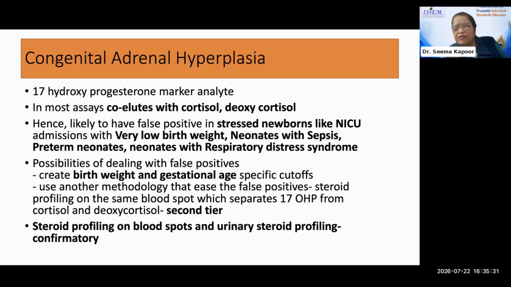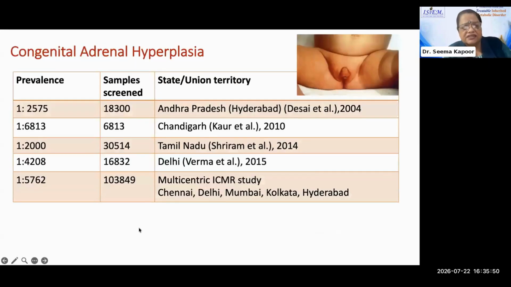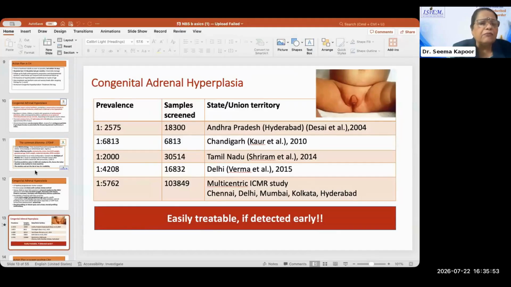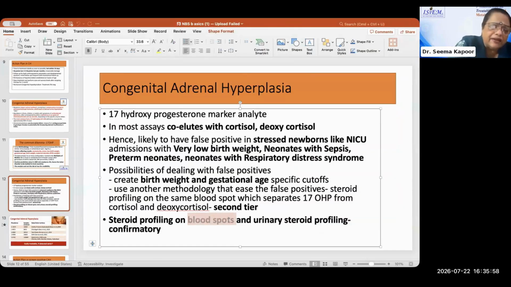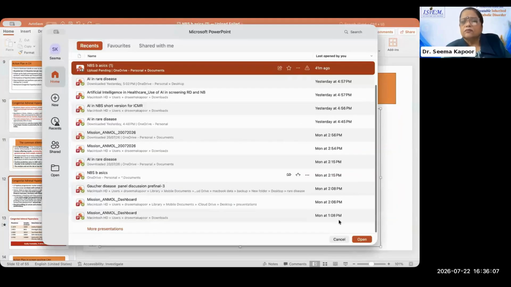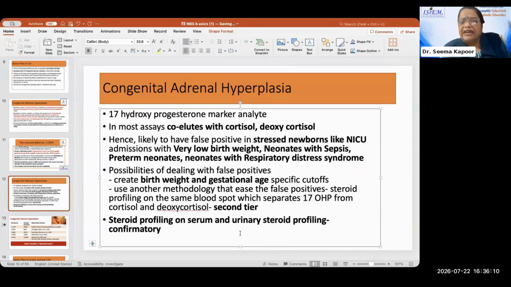Second tier, you're using the same filter paper. In T4 also, you use the same filter paper. The confirmation there is with venous sample and chemiluminescence. The confirmation here is steroid profiling on serum. Sorry, this is not blood spots. This is serum, okay? I'll come back here. So it's steroid profiling on serum, and you can also use urinary steroids. Okay? And that's one way.